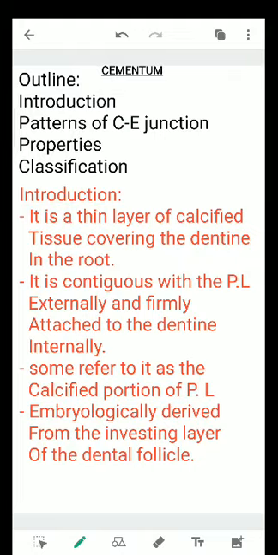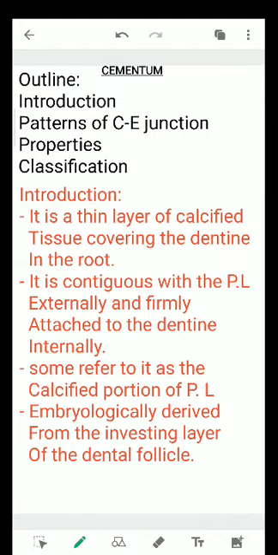Now, by way of introduction, it is a thin layer of calcified tissue covering the dentin in the root. Remember that the dentin in the crown is covered by the enamel, which is transparent, right? So in the root, the dentin is covered by the cementum. Now it is contiguous with the periodontal ligament externally and it's firmly attached to the dentin internally.